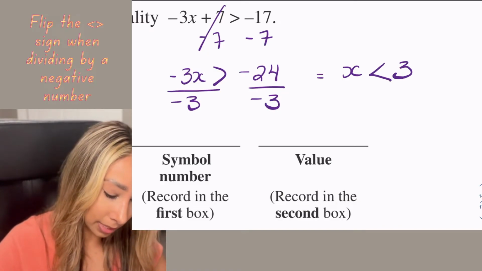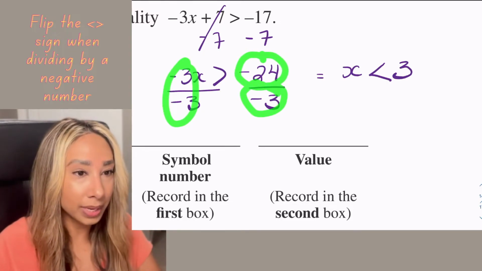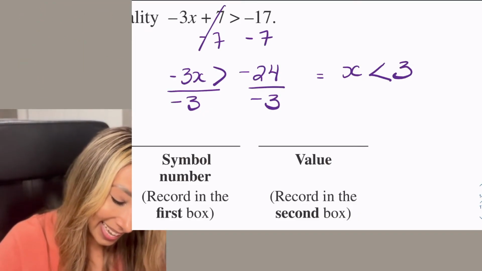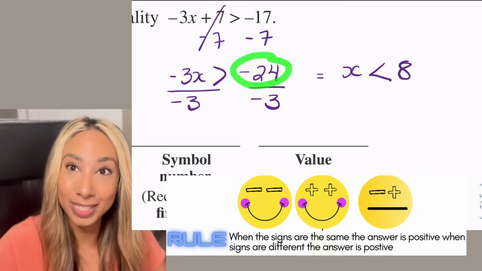And so the reason it's going to be 3 is because -24 divided by -3. Oh, sorry, I don't think it's 3. It's 8, excuse me. It's going to give us +8 because a negative divided by a negative is positive.